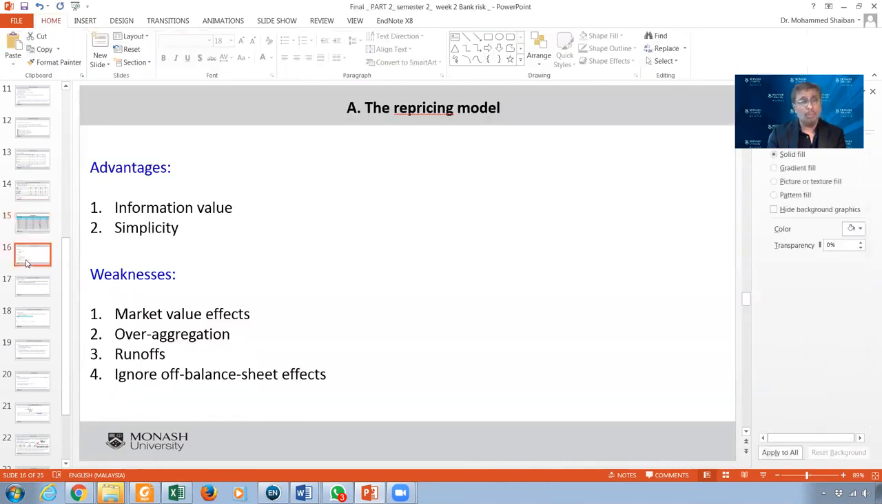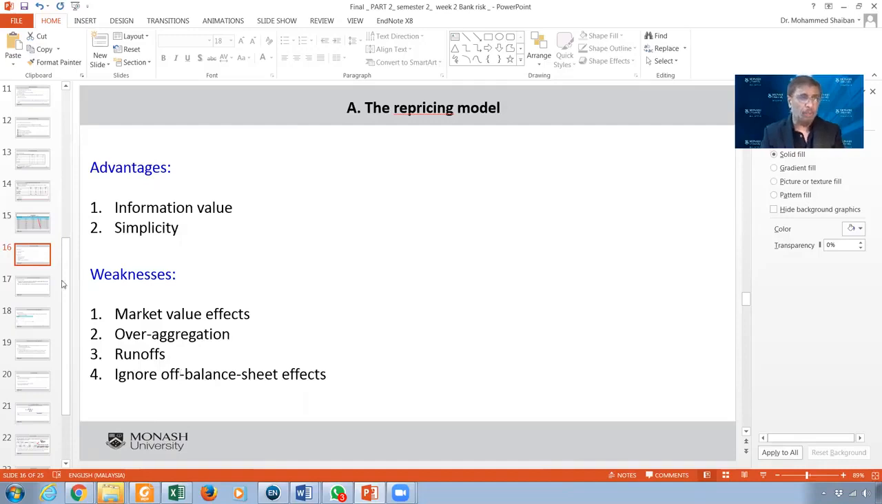So what do we do with the repricing model? Is it good? Yes, it provides information. It's very simple as compared to the duration model, which I will explain in a little time. Now, the weaknesses of this are its market value effect. It doesn't take into consideration the cash flow. And it makes what we call over aggregation. And also it misses some things, run-ups. And for sure, it ignores the off-balance sheet effect, which I already explained before.